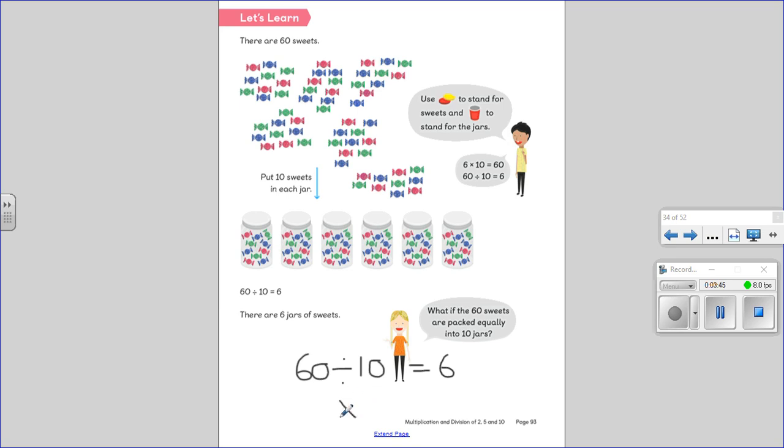And you can have a go at the multiplication equation too. So we've got our 6 sweets in each jar with 10 jars all together, giving us 60 sweets. Super work, well done.